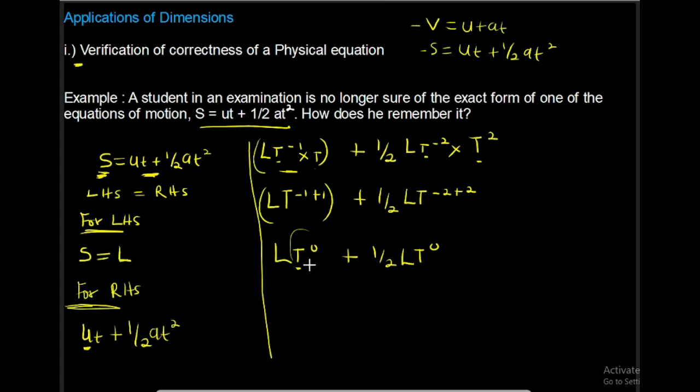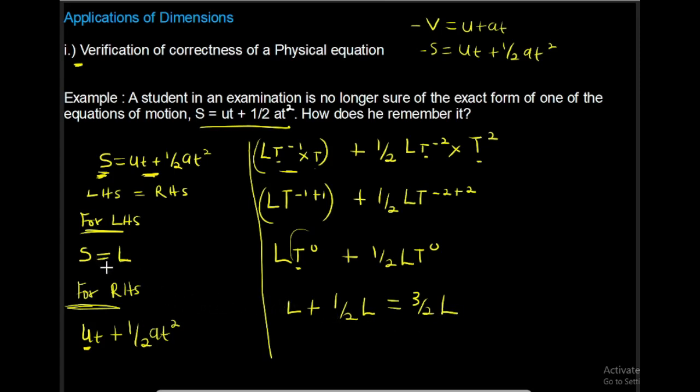So we're going to have L times 1. That will give us L plus half L, so that's going to give us 1L plus half L. That's going to give us 1.5 L, that's 3/2 L. Okay, so now let's come back.